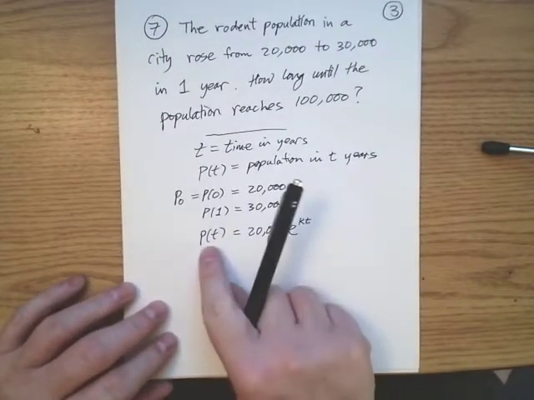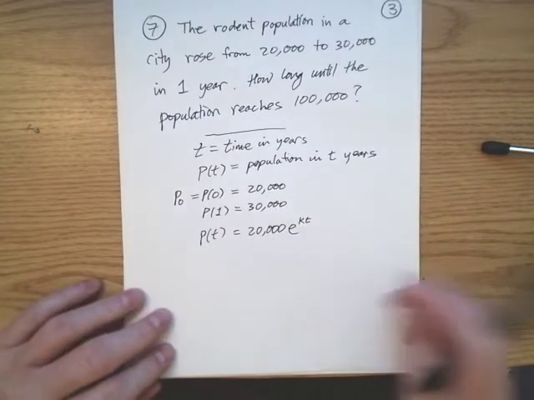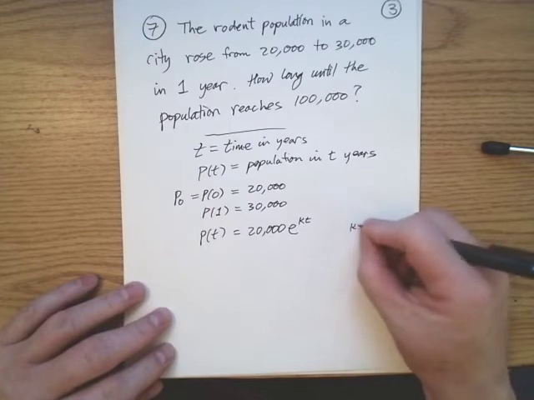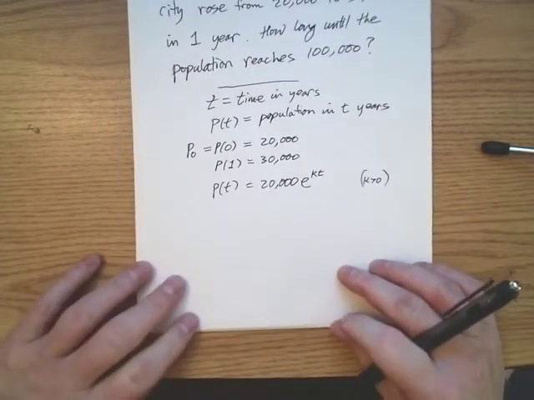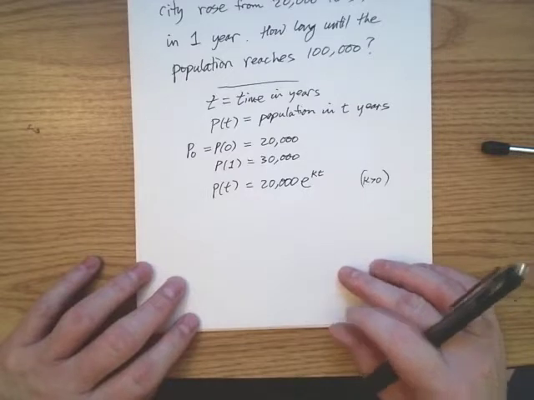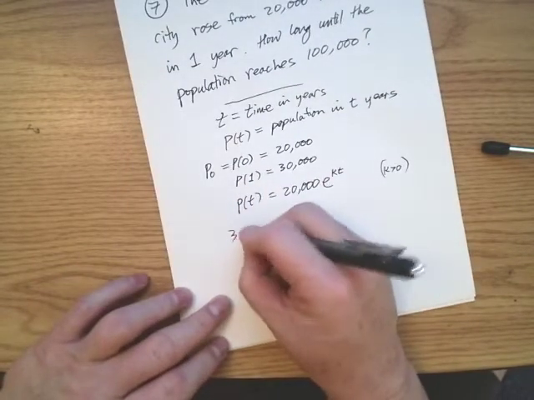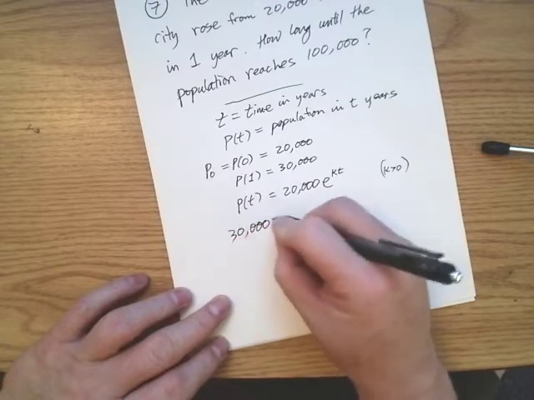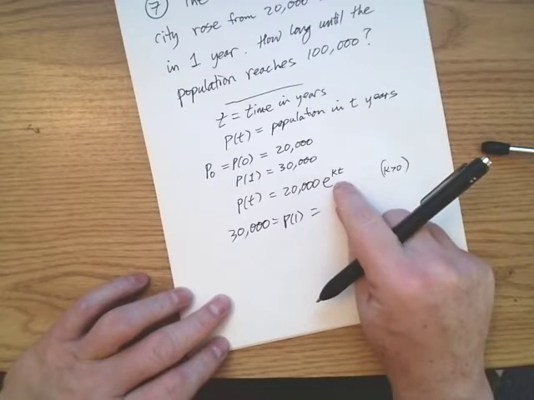Okay, so we're going to use this model. P of t is 20,000 times e to the kt, right? We know k is going to be greater than 0 here. It always is in these problems that we're going to be looking at.